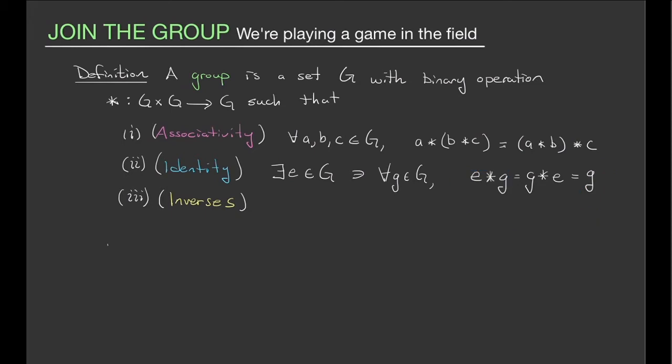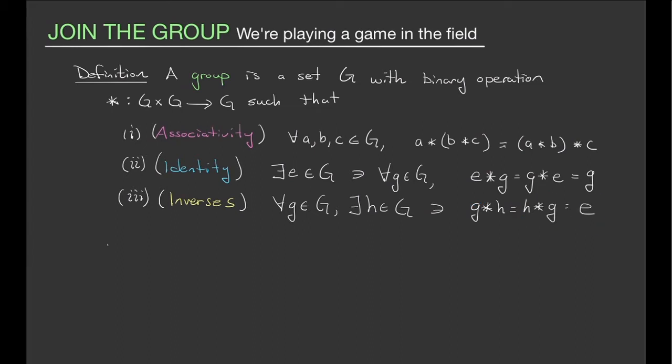The last thing that a group requires, and part of the reason sometimes people will describe groups as capturing symmetry, is because there are inverses. So for every element of a group, you have something else, its inverse. So for all elements of G, there exists something. And notice we're not claiming how many things there exist. There just exists at least one thing, such that when you compose G and H, or H and G, either way, what you get out is the identity.